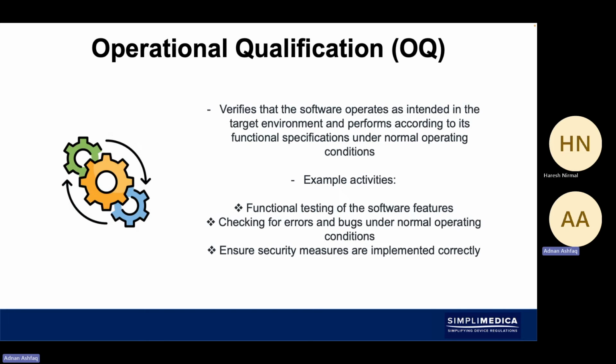Then we would move on to an OQ once we've successfully performed the IQ. That is done to verify that the software operates as intended in its target environment and performs according to its functional specifications under normal conditions. Examples would be functional testing of the software features. You might have a heavily automated system sending signals to a mechanical component, say opening and closing a gate on a conveyor belt, or removing something. It might be a robot which is sending a signal to.